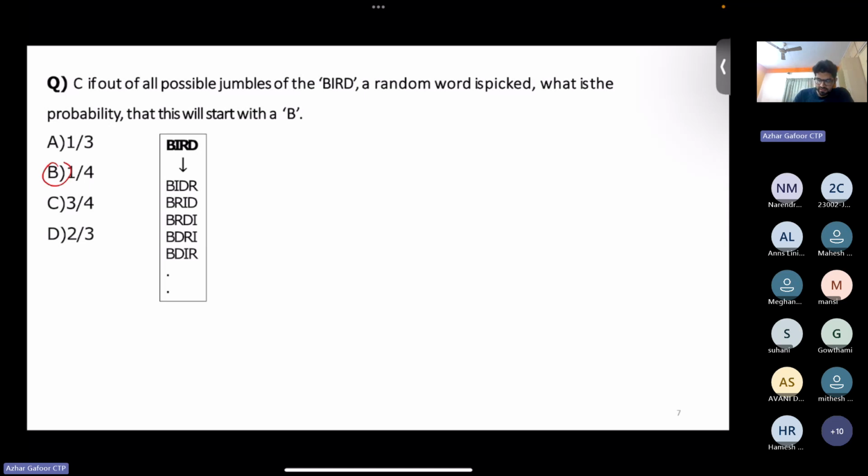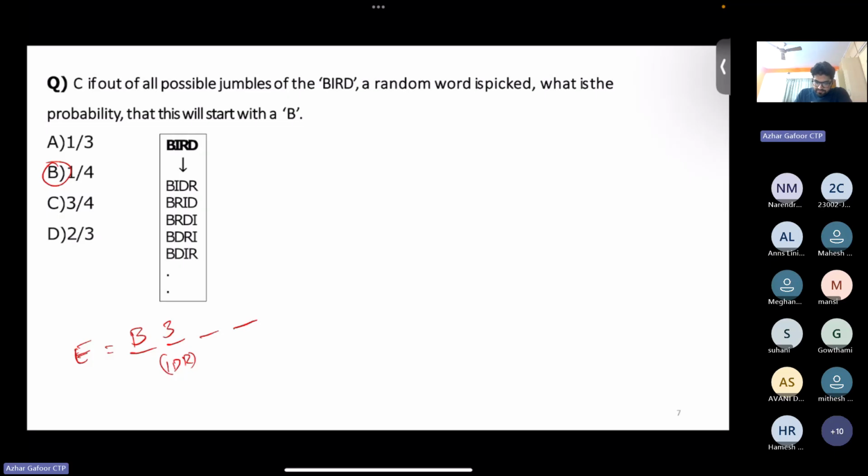So in this question, we have a 4-letter word, and the event is that the B is fixed in the first position. Now we want to see how many such words can be formed. Here we can give any of the 3 letters, that is I, D, and R, so we can fill it in 3 ways.